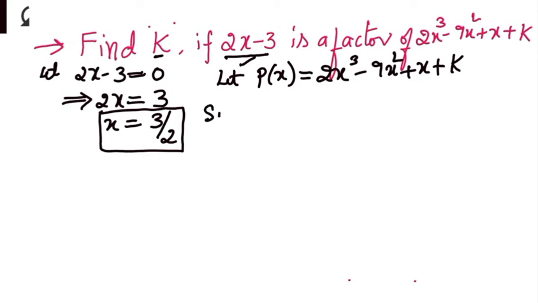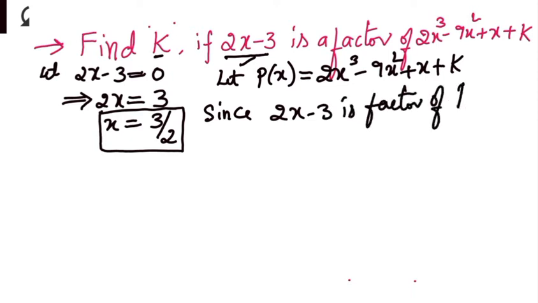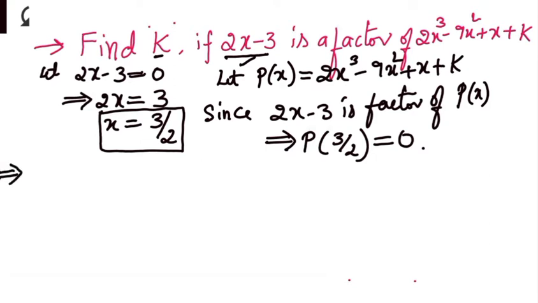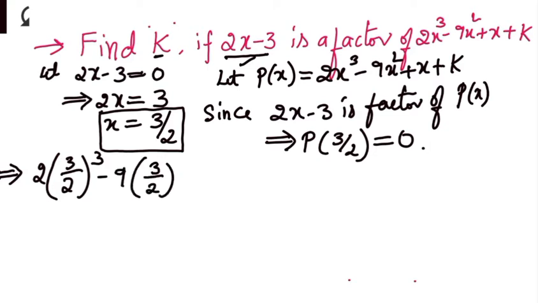And since 2x minus 3 is a factor of our p of x, that means we get p of a, that is p of 3 by 2, is equal to 0. Now we have to solve by taking, what will you get here? 2x cube, that is 2 into 3 by 2 whole cube, minus 9 into x square, that is 3 by 2 whole square, plus x, that is 3 by 2, plus k is equal to 0.